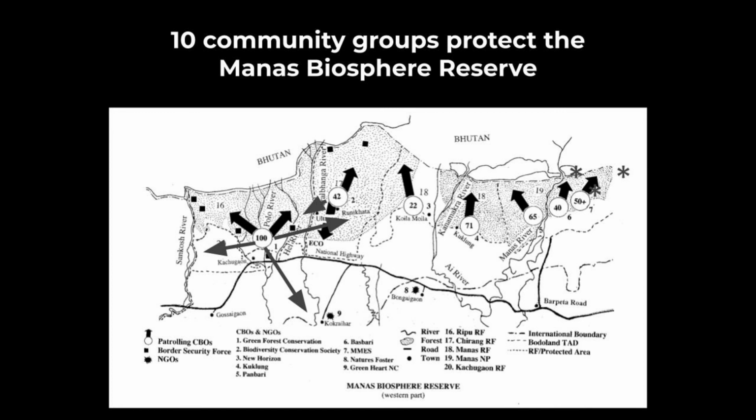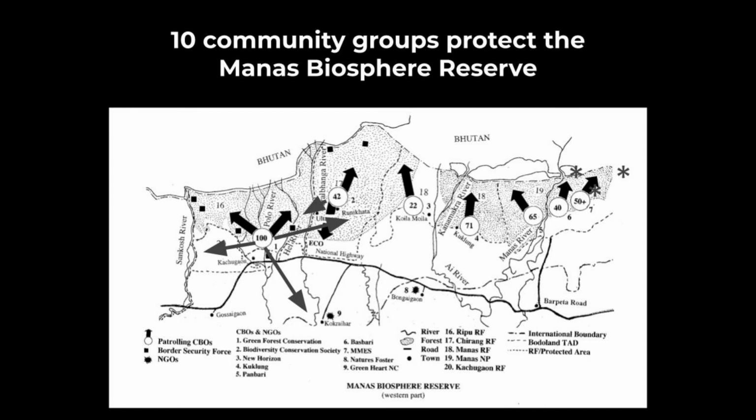shown in this map of the biosphere. The arrows indicate which areas they patrol. The 4 western groups, managed by Green Forest Conservation, the Biodiversity Conservation Society, New Horizon, and Raigajli Ecotourism and Social Welfare Society, work directly with the Golden Langur Conservation Project.